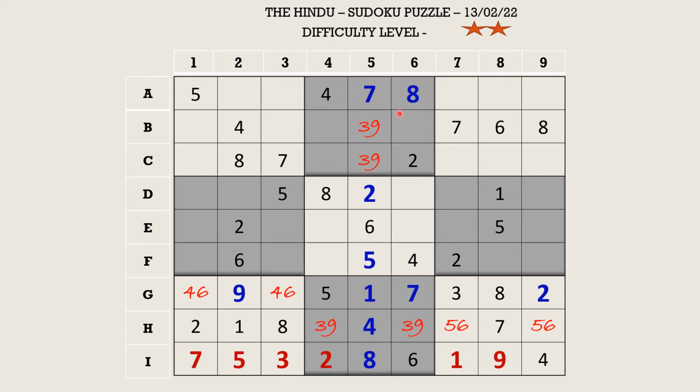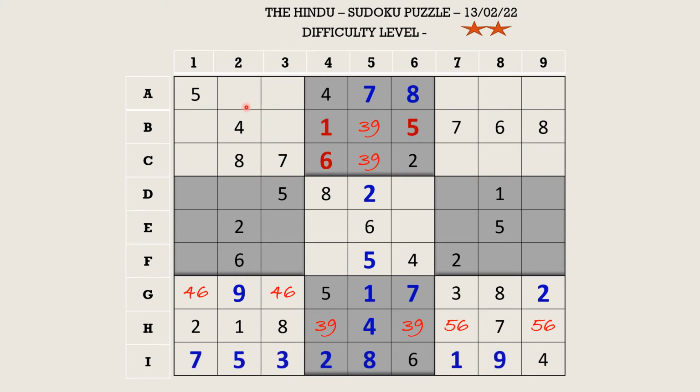In block 2, this 6 here in B row blocks these two cells. So C4 takes 6. Now the missing numbers are 1 and 5. There is a 5 here in column 4 which blocks here. So B4 takes 1 and B6 takes 5.